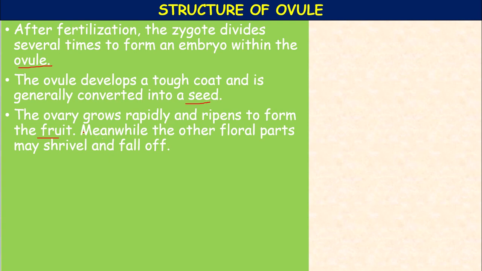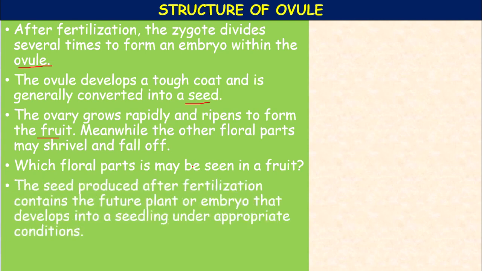Okay, after fertilization, the ovary grows rapidly and ripens to form the fruit. Meanwhile, the other floral parts, the calyx, corolla, may shrivel and fall off. Okay, so the floral ovary is converted into fruit, and the other parts fall off.